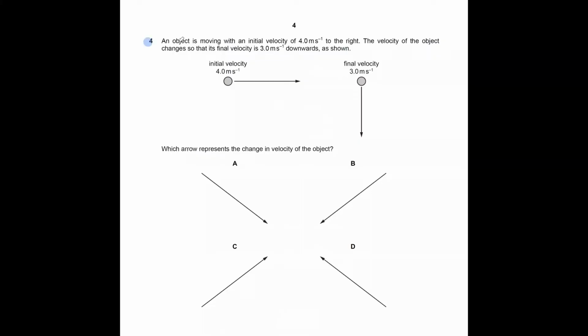In question 4, an object is moving with an initial velocity of 4 meters per second to the right. The velocity of the object changes so that its final velocity is 3 meters per second downwards, as shown here. Now, this is your initial velocity moving towards the right at 4 meters per second. And then this one is your final velocity moving downwards at 3 meters per second. Which arrow below here represents the change in velocity of the object? Now, you need to pay attention to what they're trying to find out here. They're trying to find out the change in velocity.